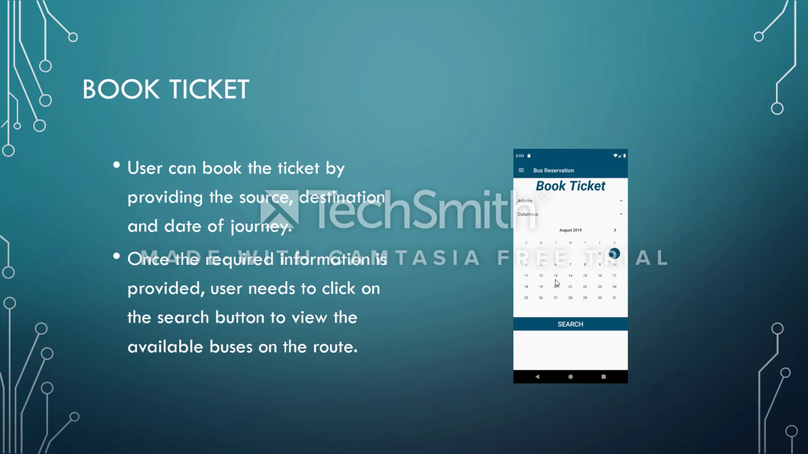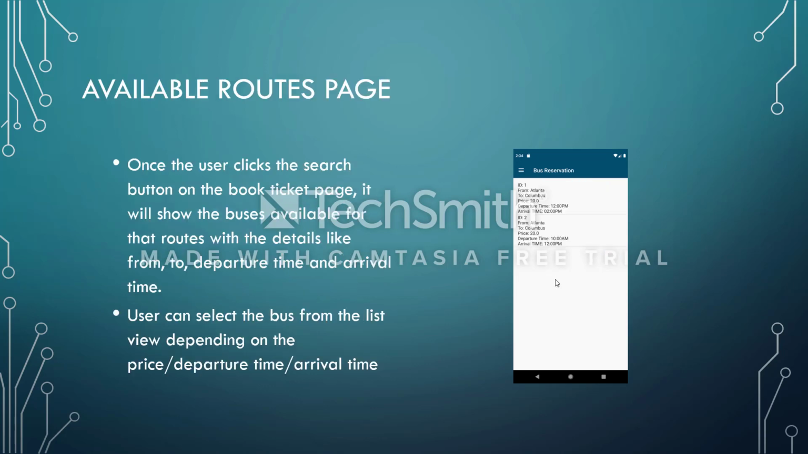The book ticket page contains a source, a destination, a calendar view, and a search button. On selecting the source, the destination is dynamically filled with all the destinations available for that source. The user can book a ticket from the current date onward. So he can book for tomorrow if he's booking tomorrow's date, and for today if he's booking for today.